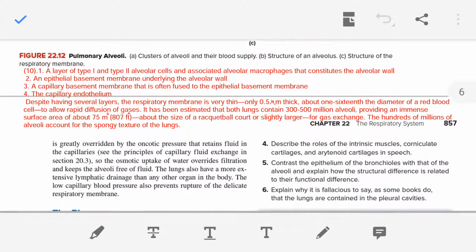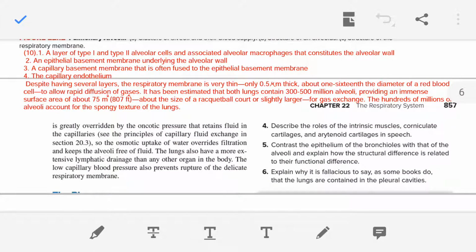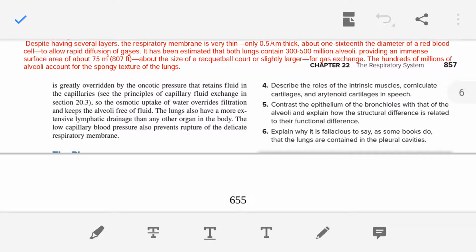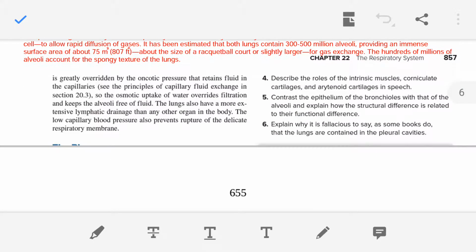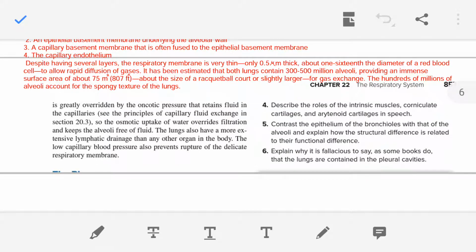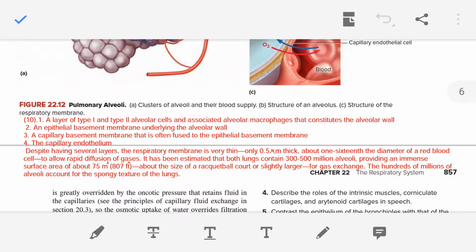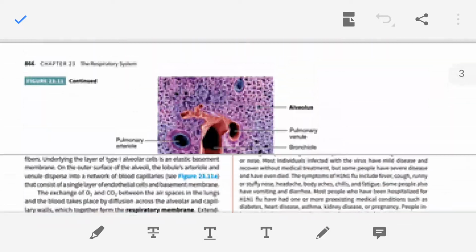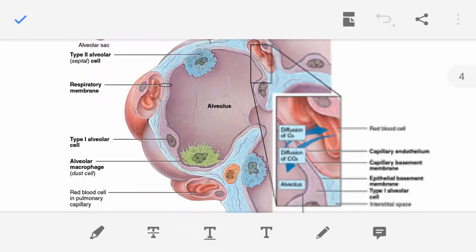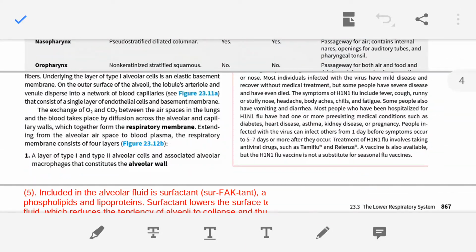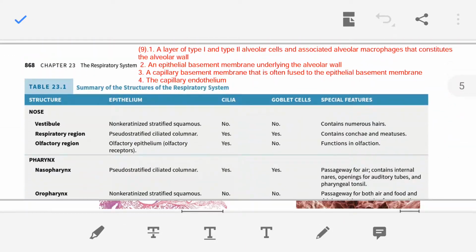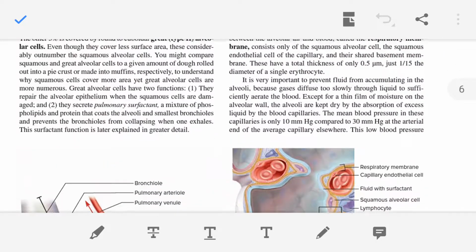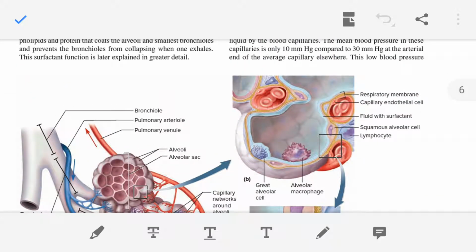Okay, if someone touches the lung, let's say the surgeon, he will find the lungs are very spongy, very soft. Now before we wind up this lecture, I would like to show you some good figures, so that you can have a clear idea of this entire presentation lecture.